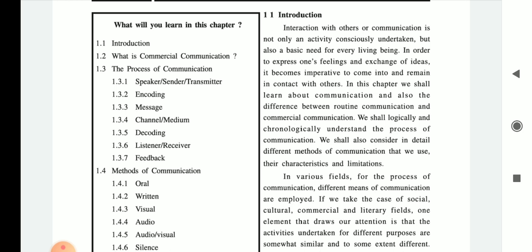See, if you want to express your ideas, at that time you have to exchange your feelings as well as ideas, and it becomes imperative to come into existence for the others, why you are interacting with them and why it is important for that particular person.